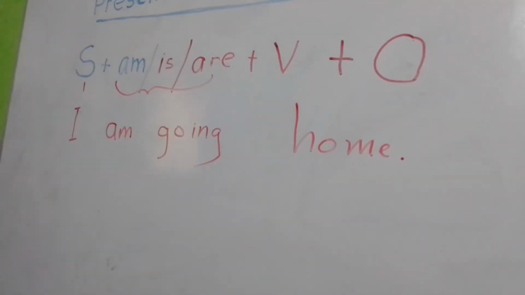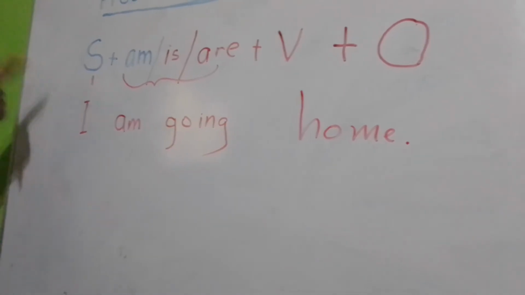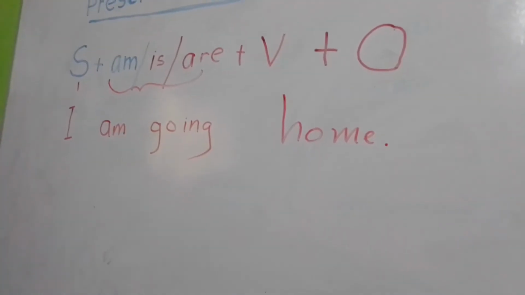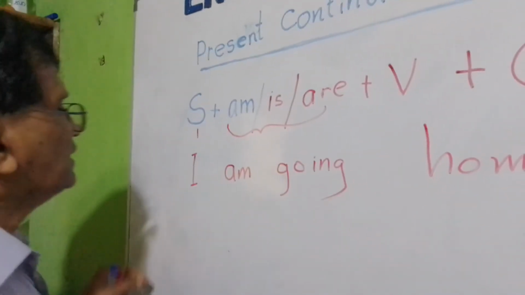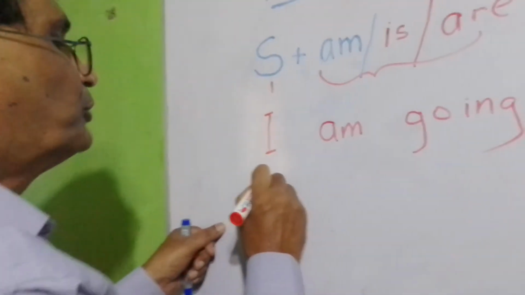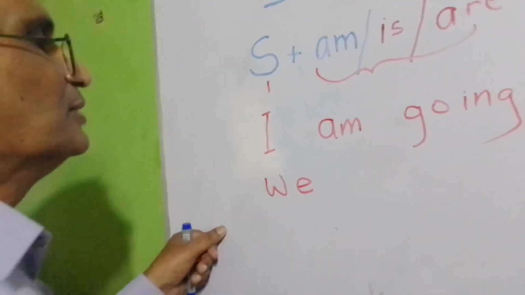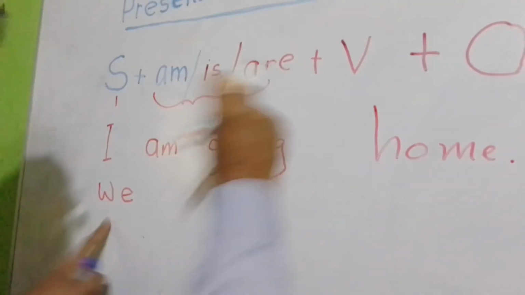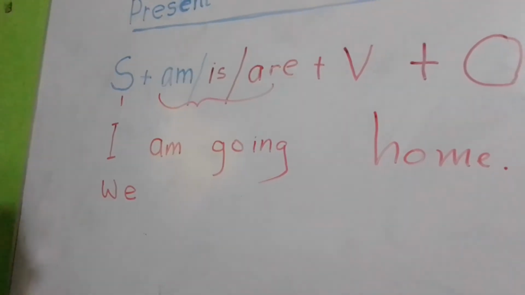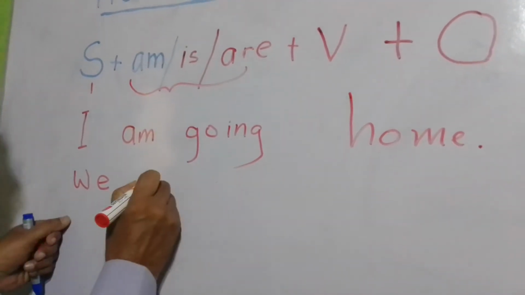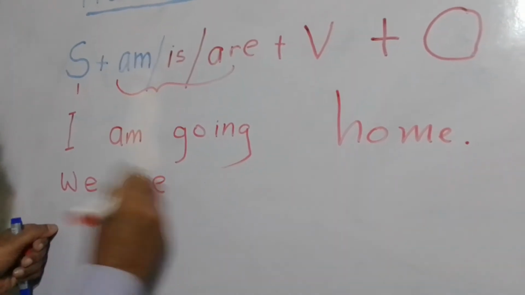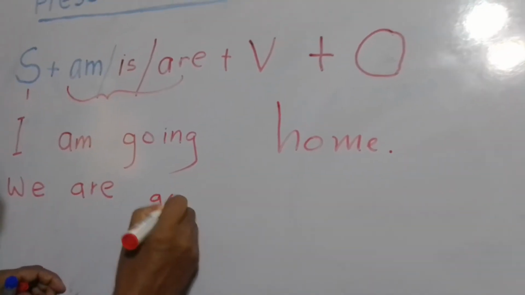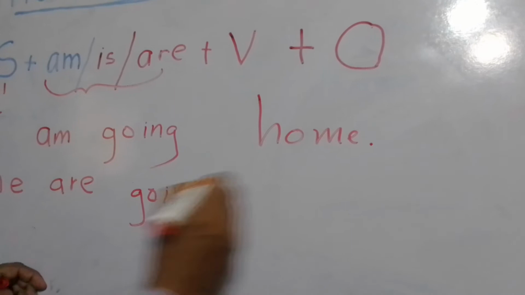Now, students, we will try to change the subject into the plural. What is the plural of the pronoun I? The plural of the pronoun I is we. Okay. The subject is plural. Therefore, what is the auxiliary verb that you use? We have to use the auxiliary verb are. Okay, we are. After that, we have to use the verb going, home.